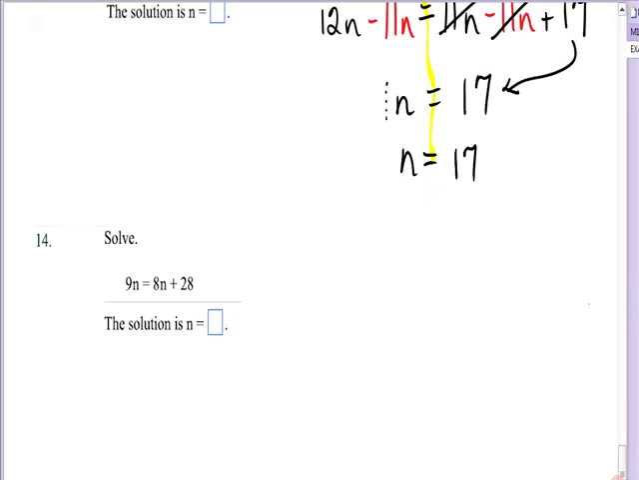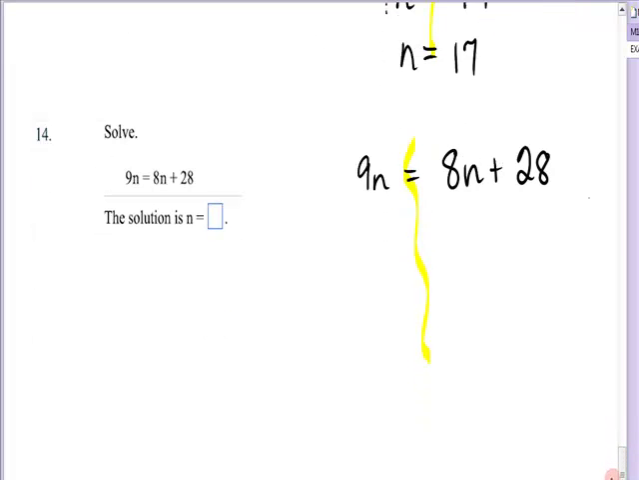Let's look at one more. I have 9n is equal to 8n plus 28. I need to solve for n, but I have n's on both sides. That's one of those cases where I have to get rid of one. I choose to get rid of the smaller one. All of these have been similar, and that's good for right now. Later on, we'll branch out.